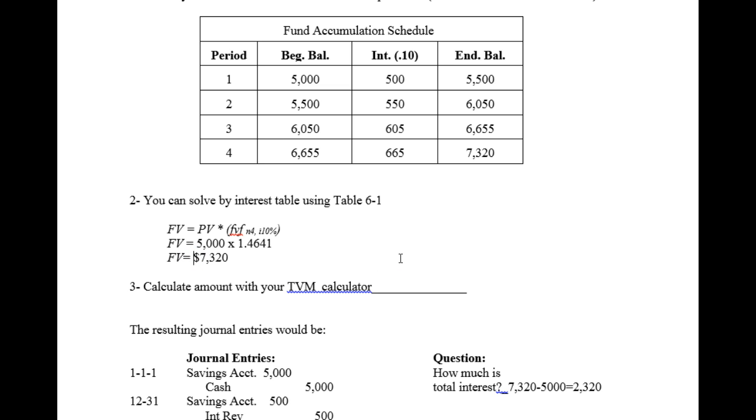Now put this on pause and try it with your new Texas Instrument or whatever calculator you bought with time value of money calculations. Clear the registers, enter 5,000 as a present value, n equals 4, i equals 10%, and solve for the future value, and you should get 7,320. Isn't that cool? We did it 3 ways: successive interest in a fund accumulation schedule, tables, and a time value of money calculator.